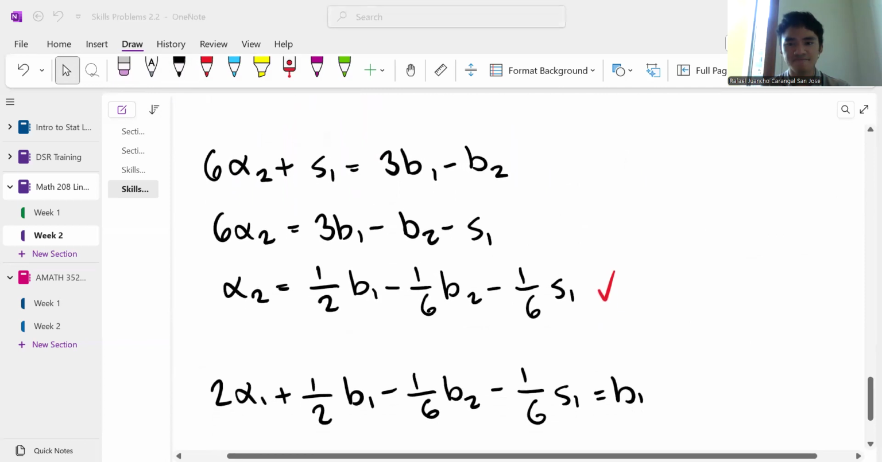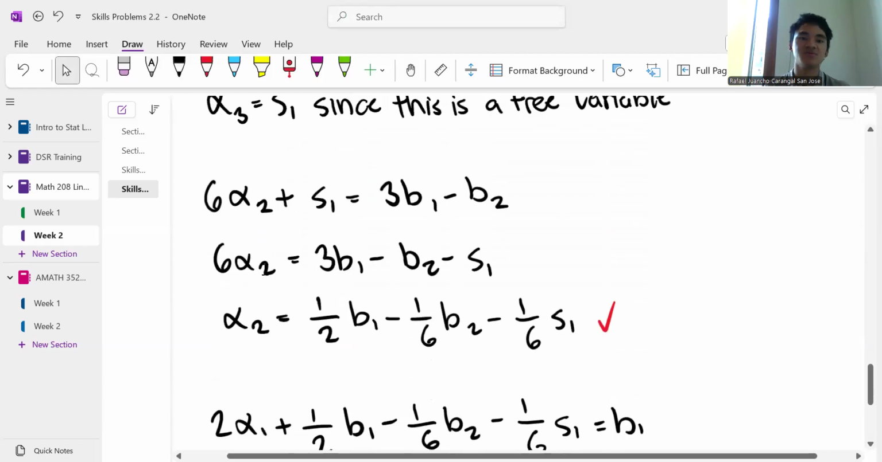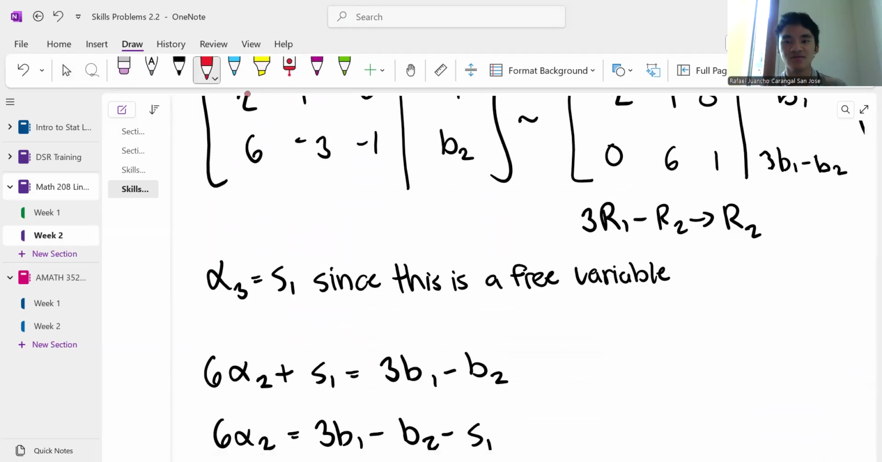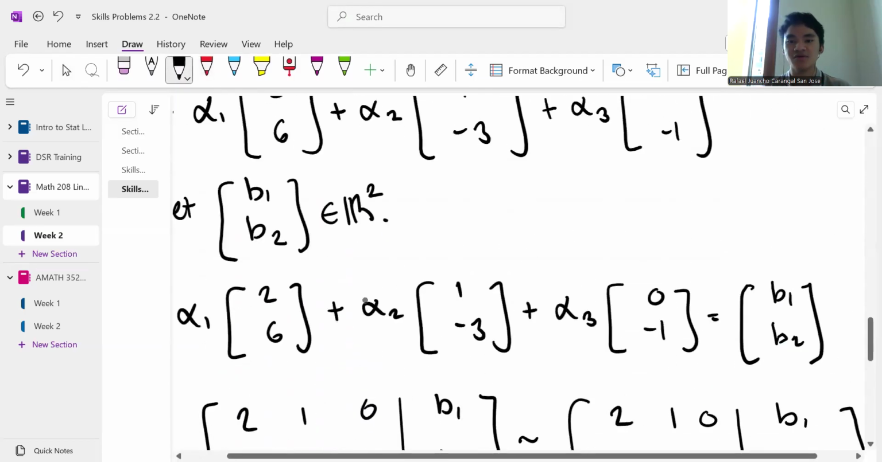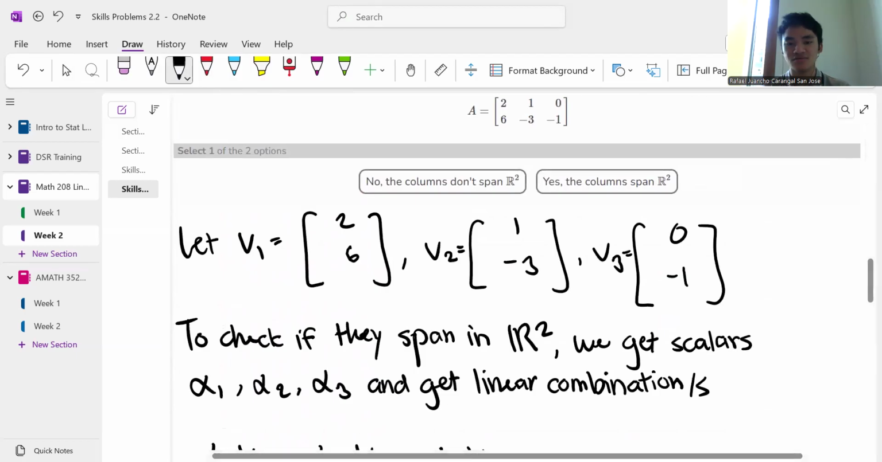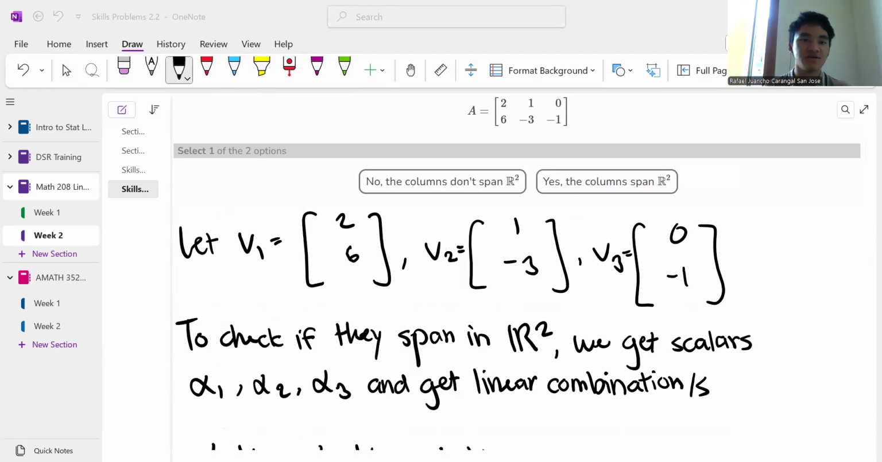Right? And so if we can find these scalars, these alpha sub 1, alpha sub 2, alpha sub 3, then we know it spans R2. If there is no solution to our linear combination, then we probably can't. Just like the previous example, but here we can. Okay. So I'm gonna say yes. Column span, and that's correct.